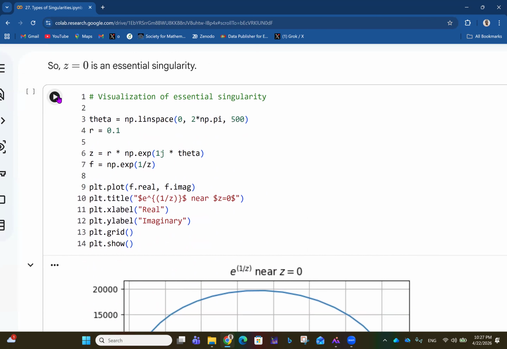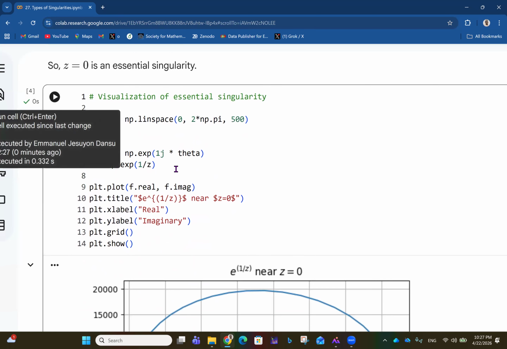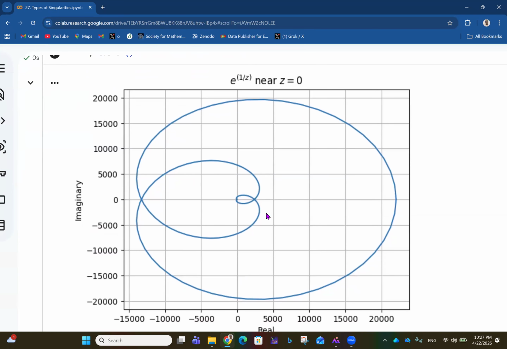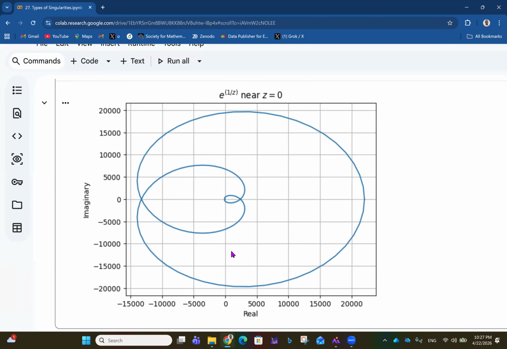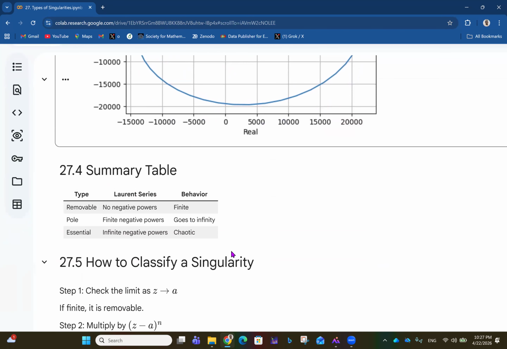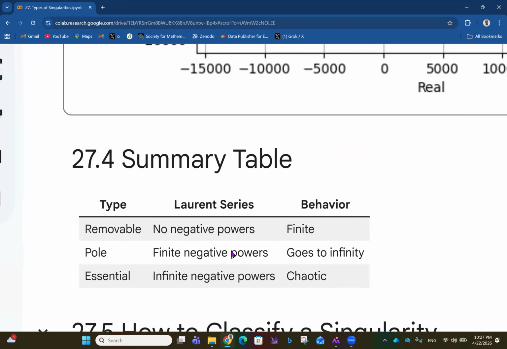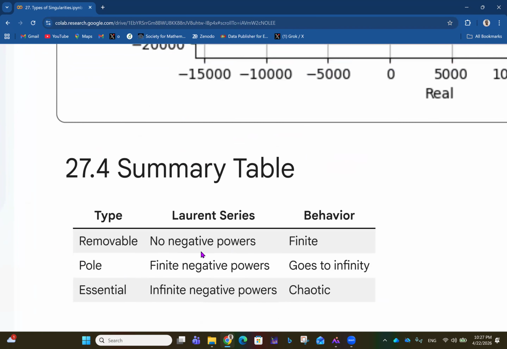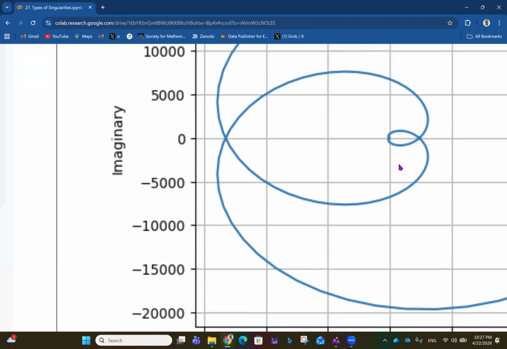We can visualize that this way. You can see there's this interesting behavior you have around here. So that's talking about essential singularities. In summary, when a singularity is removable, there are no negative powers in the Laurent series and the behavior is finite. For a pole, you have finite negative powers, so the behavior goes to infinity. But for essential singularities, you have infinite negative powers and the behavior is chaotic, like what we see around here.